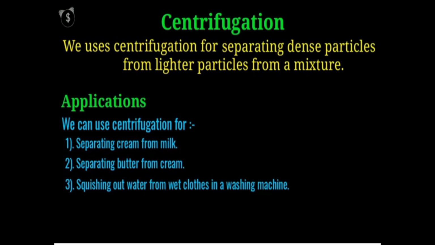Now the applications of centrifugation. Centrifugation is used for separating cream from milk, for separating butter from cream, and for squeezing out water from wet clothes in a washing machine. As we know, in a washing machine there is a dryer, and if we put wet clothes in that dryer, they dry up. So how is this done? This is a type of centrifugation.